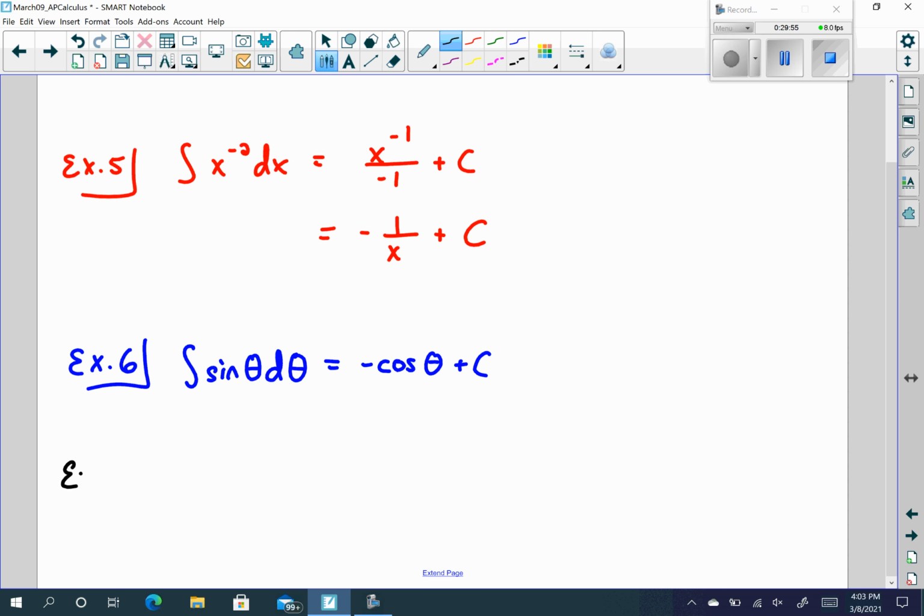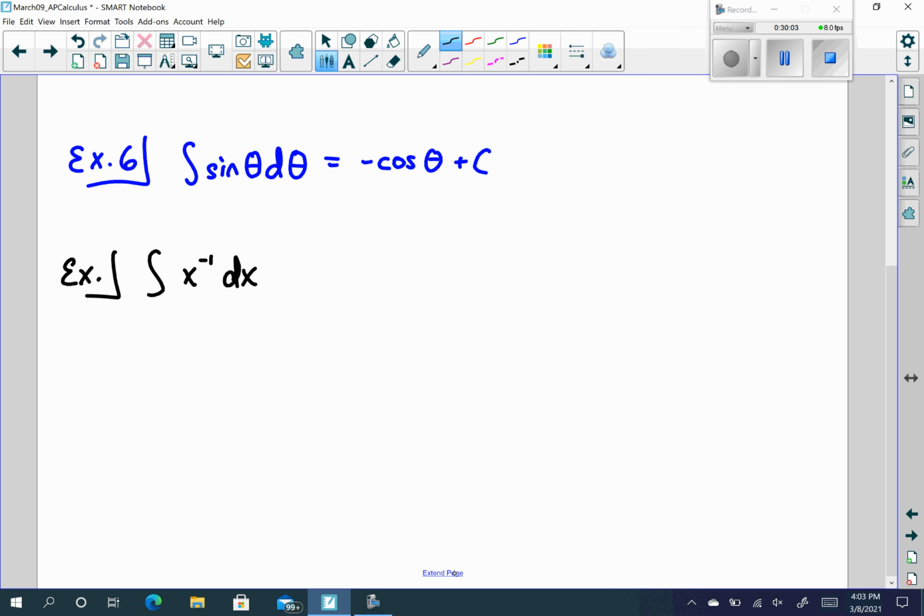And our last example, the integral of x to the negative first dx. What happens when that exponent is a negative one? We can't apply the power rule. Why not? Because we'll get x to the 0 over 0. We can't let that happen. What we do is we rewrite this as 1 over x dx.